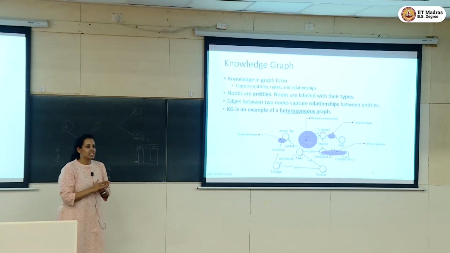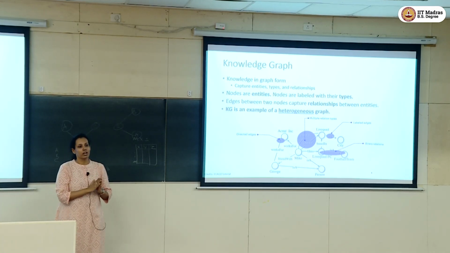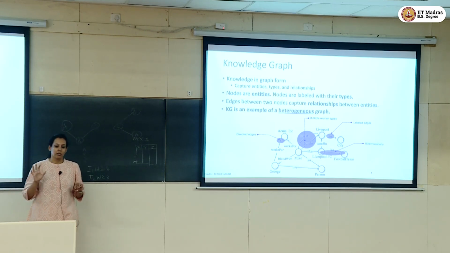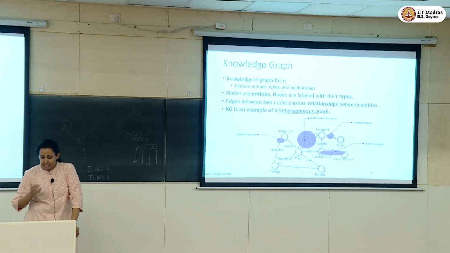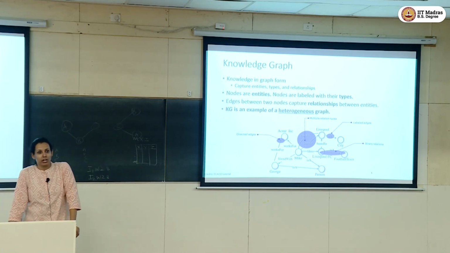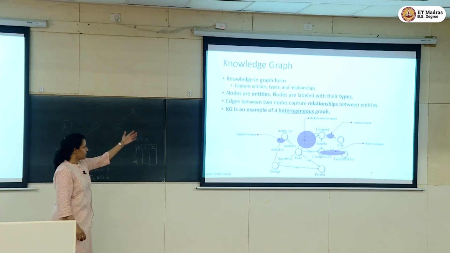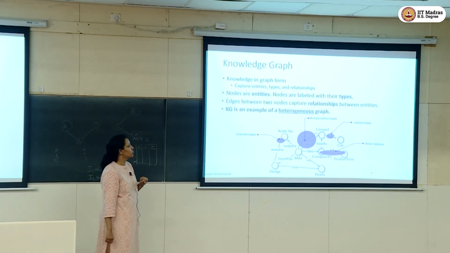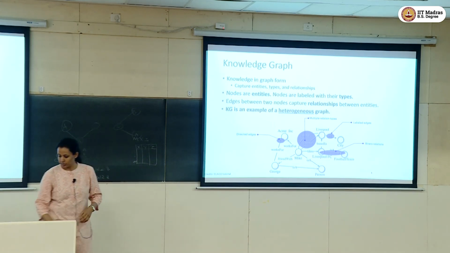So whenever we say that there are more than one type of node or edge, it is called a heterogeneous graph, right? I'll give you an example, which would be coming in the next slide. If all the nodes and edges are of a single type, it's called a homogeneous graph, otherwise it's called a heterogeneous graph, right? I've already mentioned nodes are entities, nodes are labeled with their types. Edges between two nodes capture the relationship between entities. So this is an example.